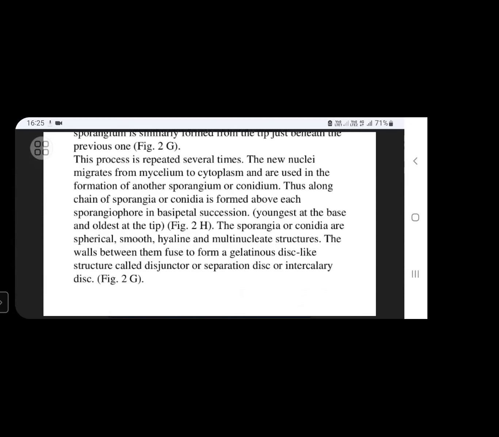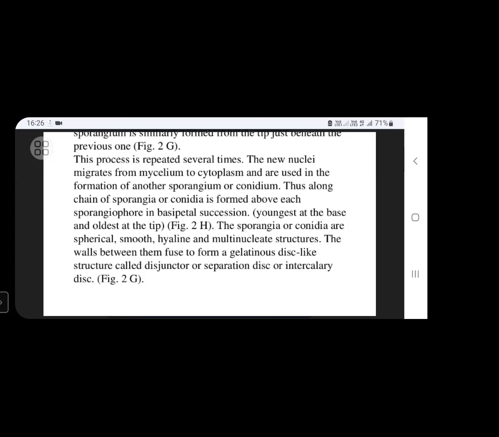As a result of this liberation of conidia from the conidiophore, they appear on the surface of the leaf as white blisters. Because of the appearance of these white blisters, the disease caused by Albugo is named white rust disease. Like this, asexual reproduction takes place.